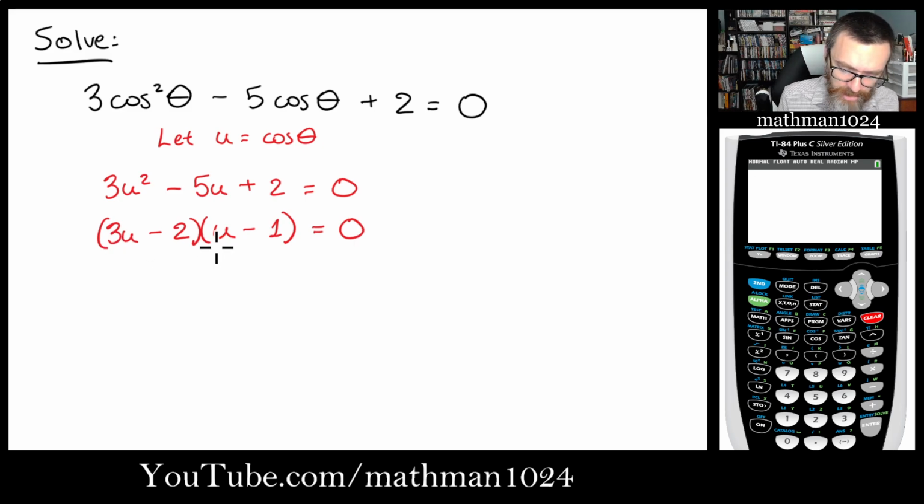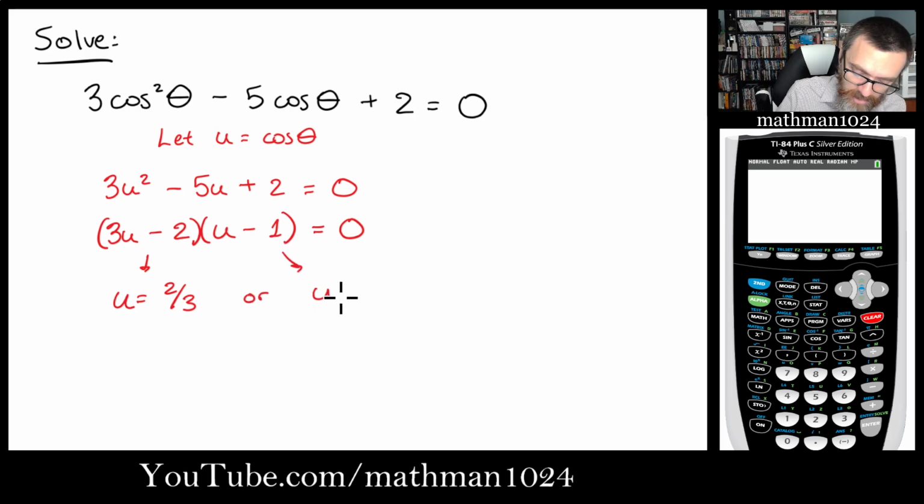So 3u times u is 3u squared. Negative 2 times negative 1 is positive 2. On the inside is negative 2u. On the outside is negative 3u. And that gives me a negative 5u altogether. Great. Solving this, u equals 2/3. Or from the other factor, u equals 1.